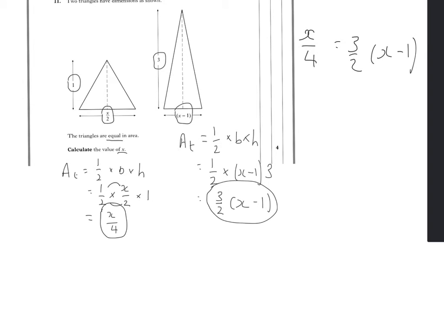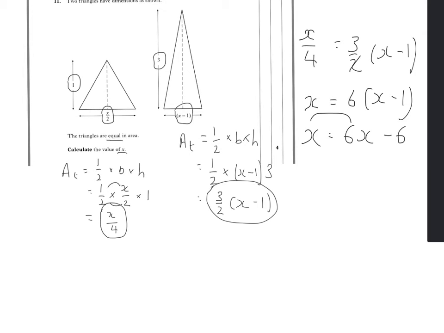To get rid of the fractions, I'm going to multiply through by 4, so that's going to be x. Now 3 over 2, if I multiply that by 4, I can think about that as multiplying it by 2 gets rid of that, and then multiplying by 2 again brings the 3 up to a 6, so that's 6 bracket x minus 1. Open that up, and that's x equals 6x minus 6.